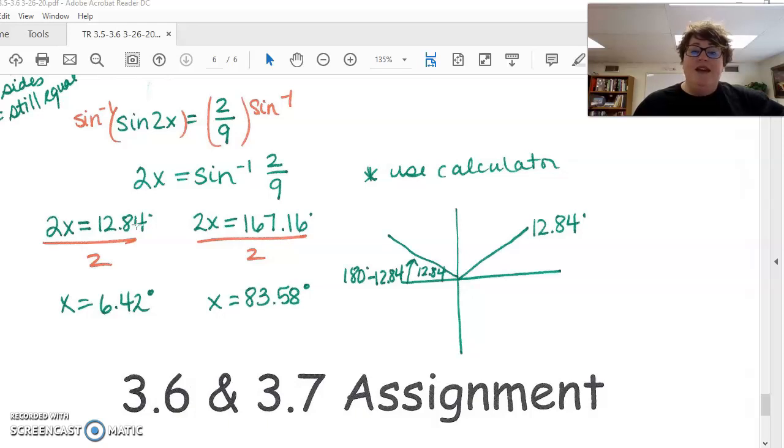Okay. Now again, we have to find the other spot. So where is sine positive? It's happening in the first and the second quadrant. So we have to find our angle in the second quadrant by subtracting from 180. So 180 minus 12.84, that's the one that gives us the 167.16 degrees. Now again, these are both equal to 2x. So to solve for x, we then want to divide both of these degrees by 2.